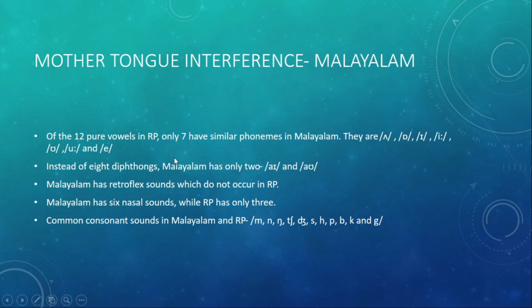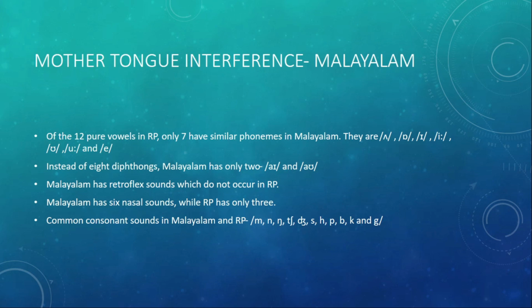First of all, in RP there are 12 pure vowels, but in Malayalam we can only find 7 similar phonemes. These common phonemes are a, o, I, e, u, and a. So these are the common vowels between Malayalam and English. Then in English, in RP we have 8 diphthongs, but Malayalam only has 2 diphthongs. These diphthongs are I and ow. And in Malayalam language, we have a lot of retroflex sounds.